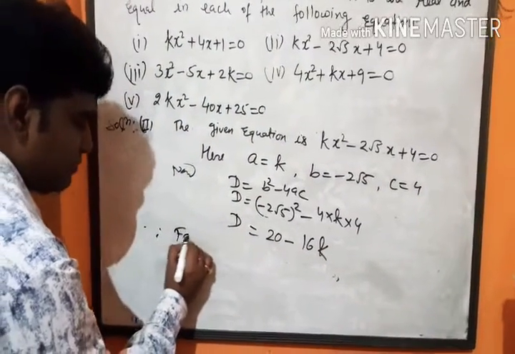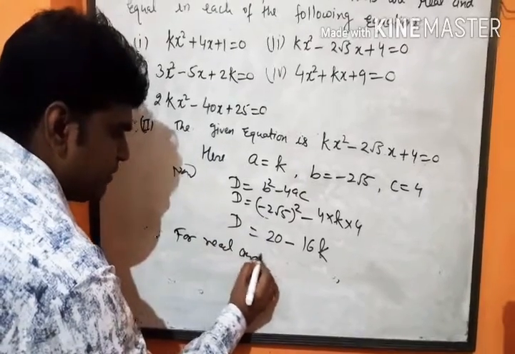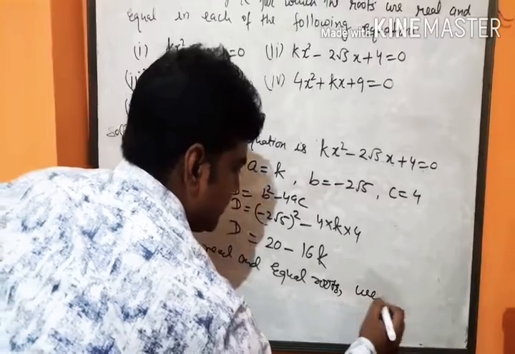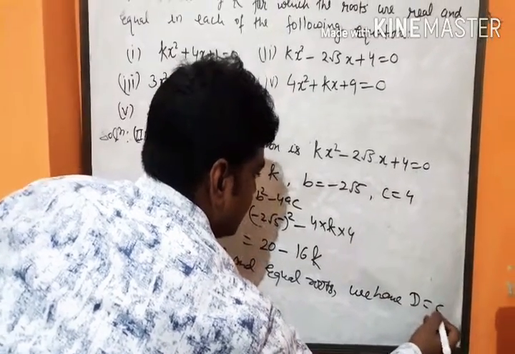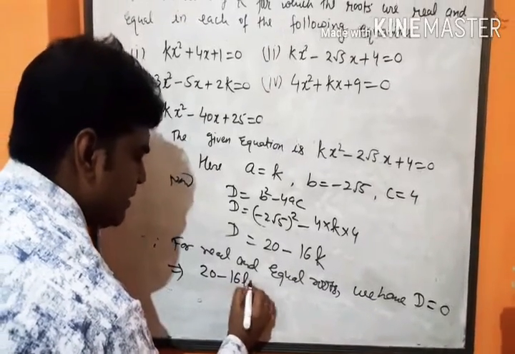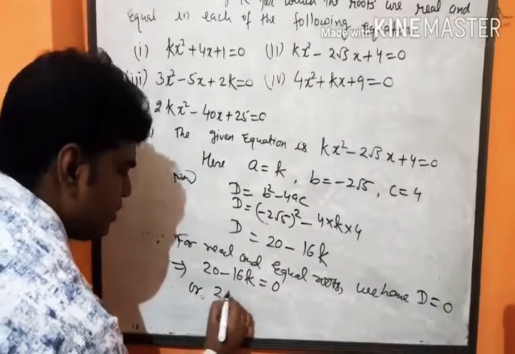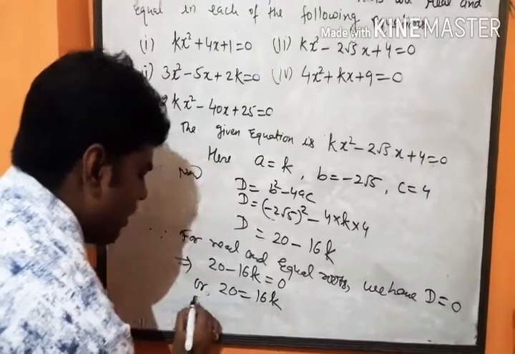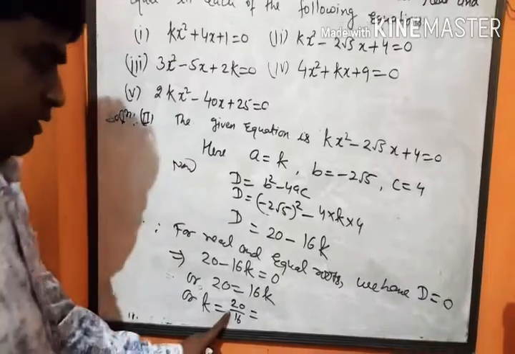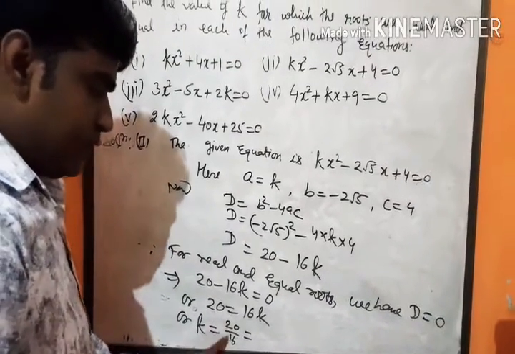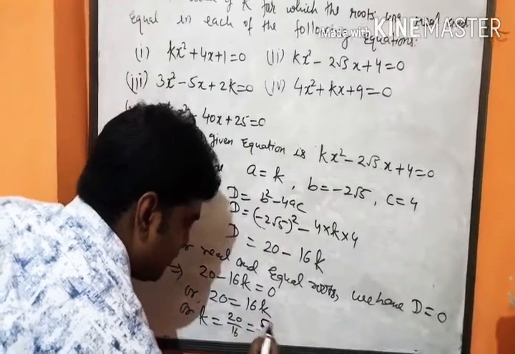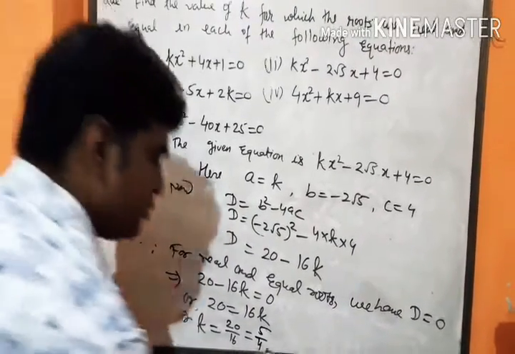Since for real and equal roots we have D equal to 0, this implies that 20 minus 16k is equal to 0, or 20 is equal to 16k, or k is equal to 20 upon 16. Further simplifying, dividing by 4 in numerator and denominator, we have 5 by 4. So this is your required solution.